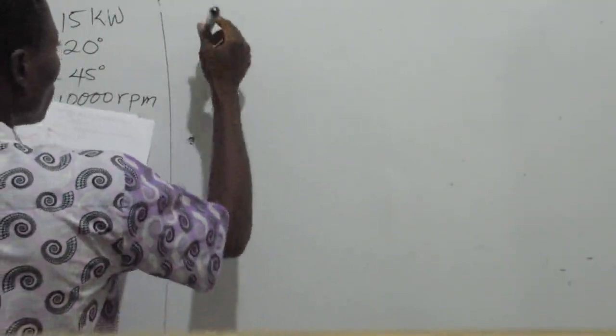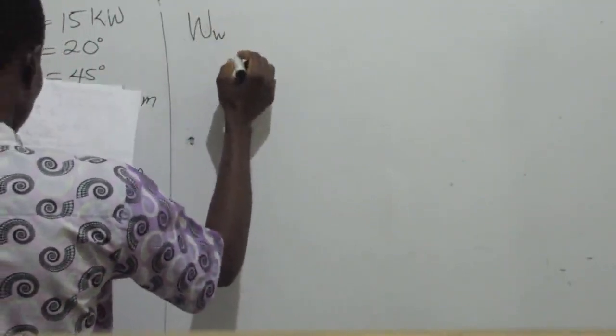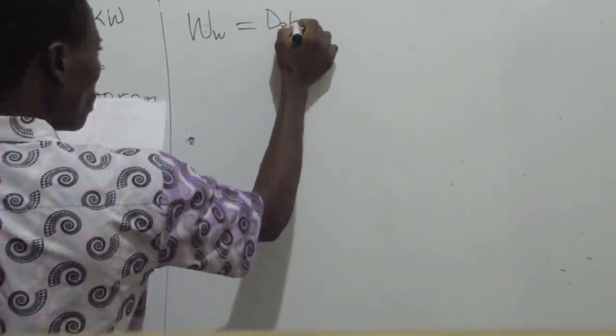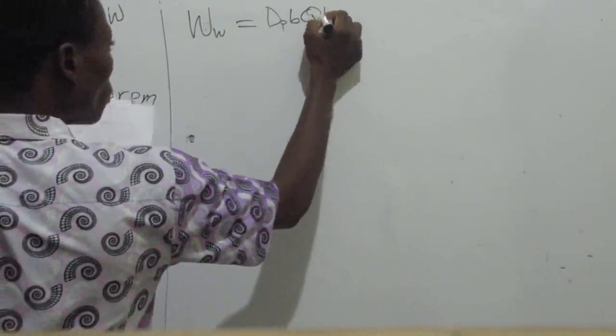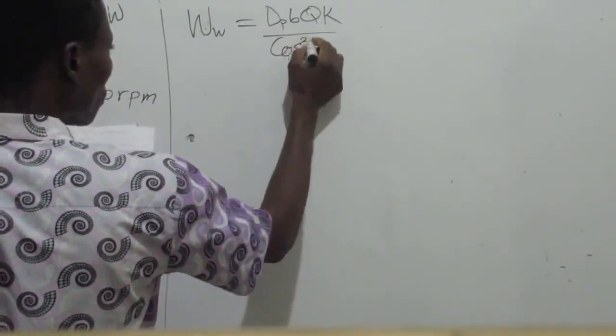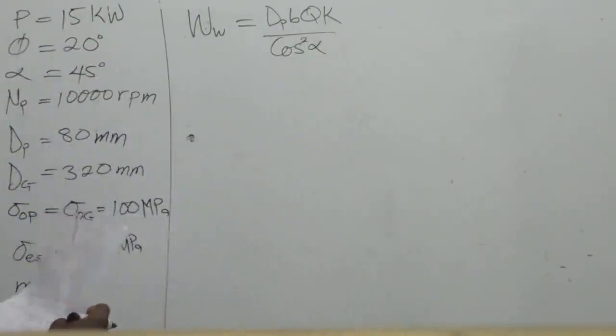We know that the wear load Ww is equal to Dp B Q K divided by cos square alpha. Alright, so we have the Dp, the pitch circle diameter for the pinion, the face width B, and the ratio factor Q. K is the load factor. We know Dp and B, but Q and K we have to calculate.